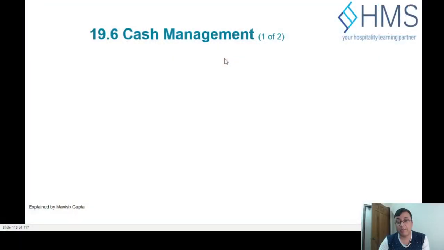Now we're going to be looking at our last section to manage the working capital, which is the cash management. That is quite an important thing for us to understand, how the cash management is done. So let's start by understanding what cash management is and what the key terms are that we use in cash management.